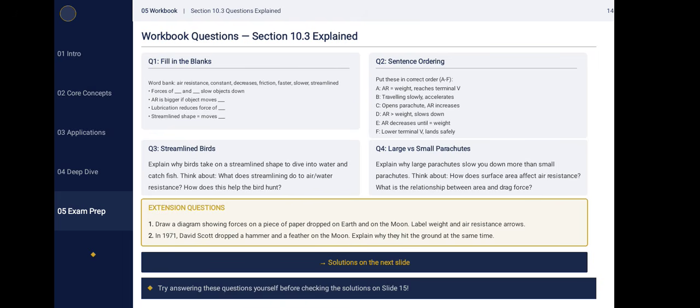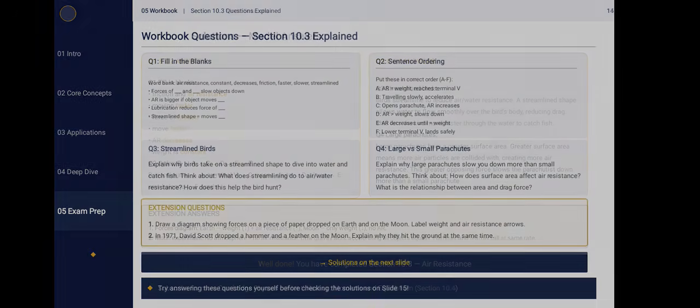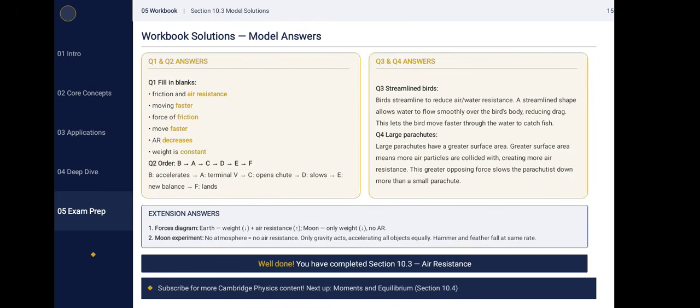The forces of friction and air resistance slow moving objects down. Air resistance is bigger if an object is moving dash. Air resistance is bigger if the object is moving faster, and you can use lubrication to reduce the force of friction and reduce air resistance by making the object more streamlined. Got it? Now come towards their answers. I have just mentioned them over there.